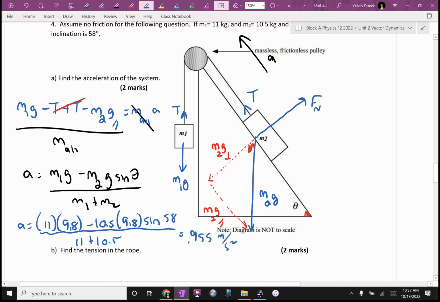If you got that right, 2 out of 2. Otherwise, I would probably give you a half mark if I saw that, a half mark if I saw that, a half mark for the numbers, and a half mark for the answer.